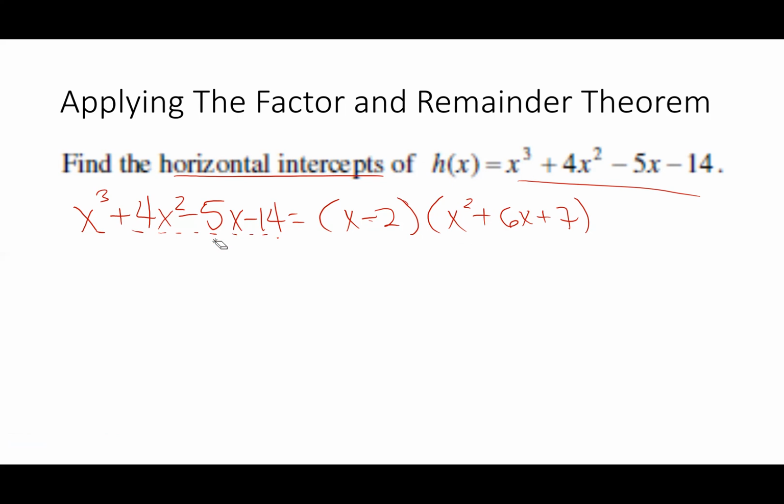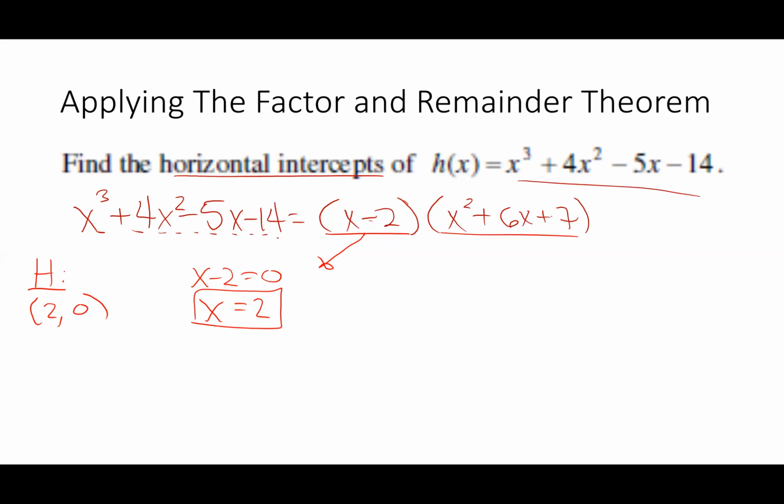So for right now, it feels like magic that x minus 2 is a factor, but it's important that we have that. Now, by the zero product property, since x minus 2 is a factor, I'm going to set x minus 2 equal to 0. And now I know that one of the horizontal intercepts is going to be at 2. So for my horizontal intercepts, I already know that (2, 0) is one of the horizontal intercepts of this polynomial.